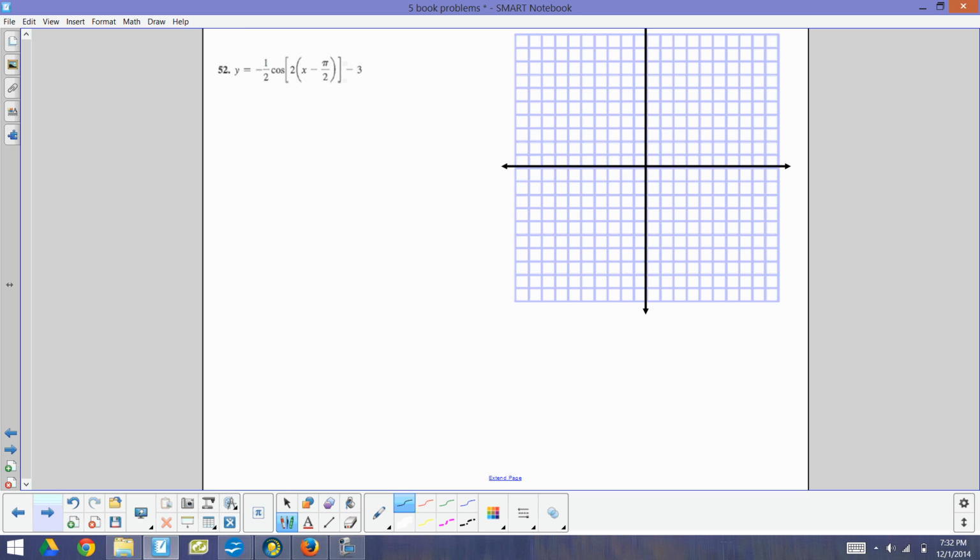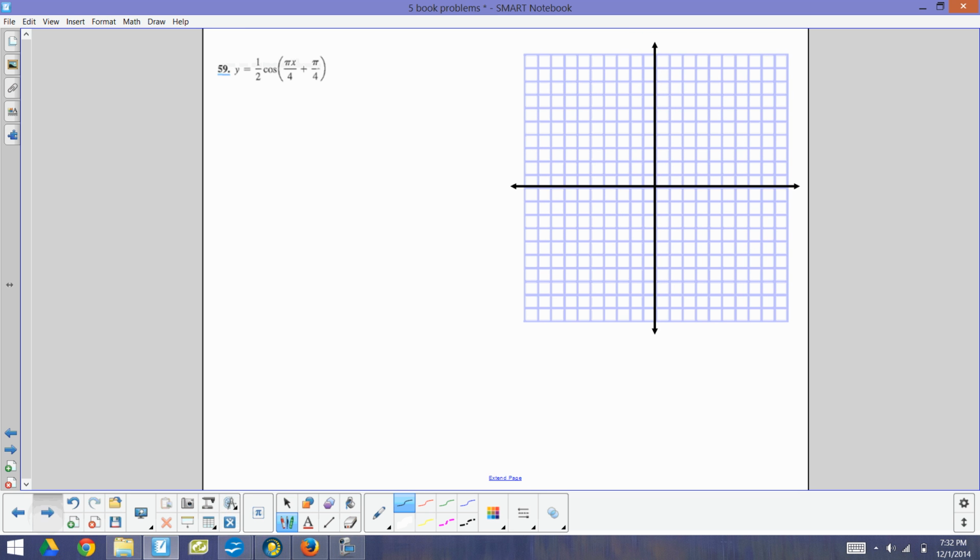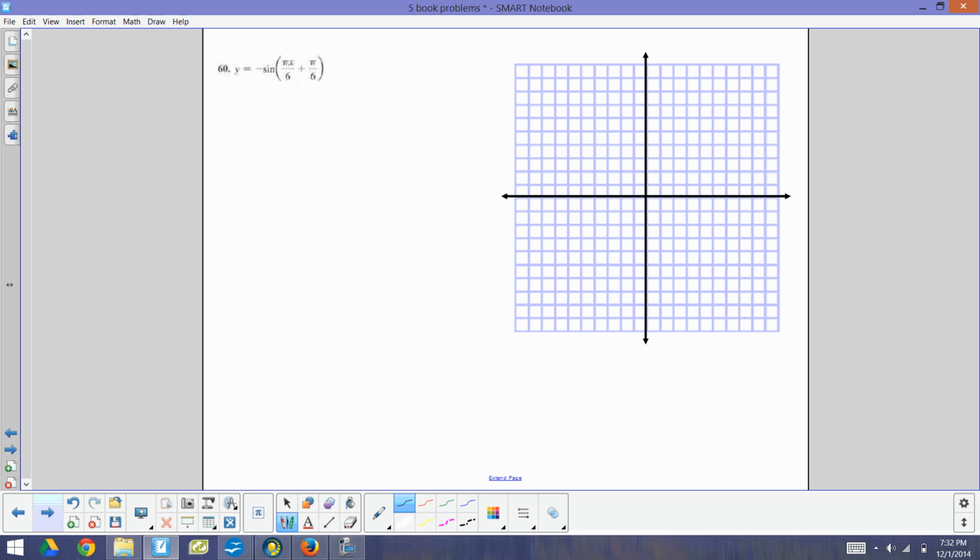Next one I want to do is another sine graph. Negative sine of pi over 6x plus pi over 6. I need it in the right format. So I'm going to factor out pi over 6. So y is equal to negative sine of pi over 6 times x plus 1. Remember, when you factor out a pi over 6, it's like dividing each term by pi over 6.